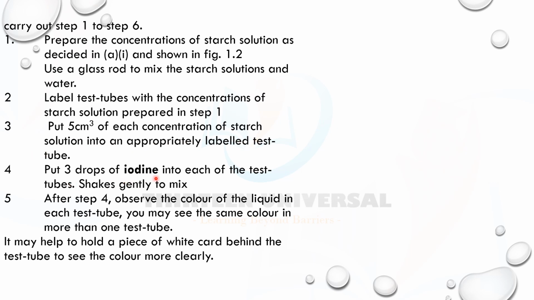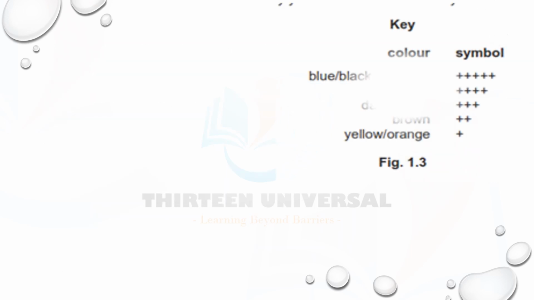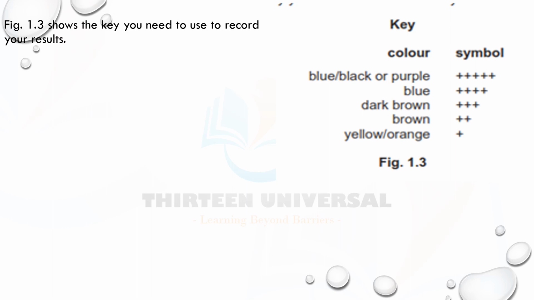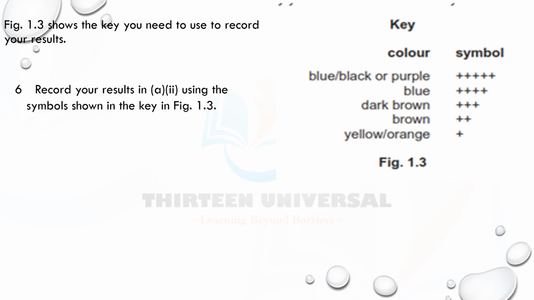Put 3 drops of iodine into each of the test tubes. Shake gently to mix. After step 4, observe the color of the liquid in each test tube. You may see the same color in more than one test tube. It may help to hold a piece of white card behind the test tube to see the color clearly. So that's what we're going to see. Fig 1.3 shows the key you need to use to record.